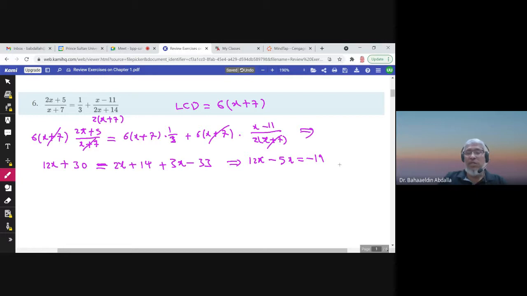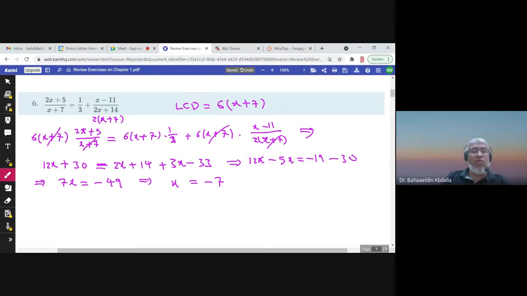And I bring 30 to the other side. So I will have 12 minus 5 is 7. So 7x is equal to negative 19 minus 30. Negative 19 minus 30 is negative 49. Now I divide both sides by 7, and x would be negative 7.